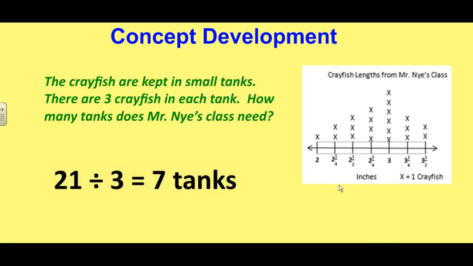Okay, so the way that we would have solved this was saying 21 divided by 3, because we knew the total amount of crawfish was 21, and we knew how many were in each group. What we didn't know was how many groups we had. But when you take 21 divided by 3, that tells us that there were 7 tanks that Mr. Nye had in his class, and those 7 tanks represent how many groups there were.